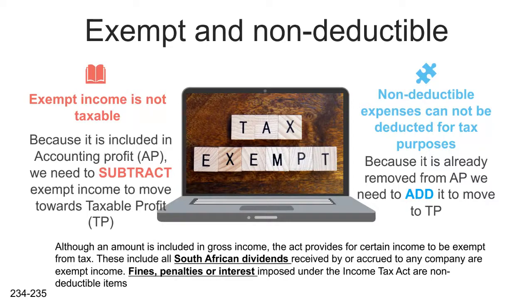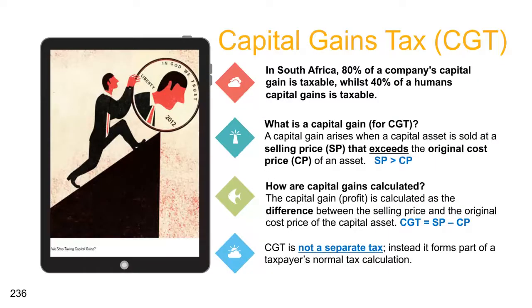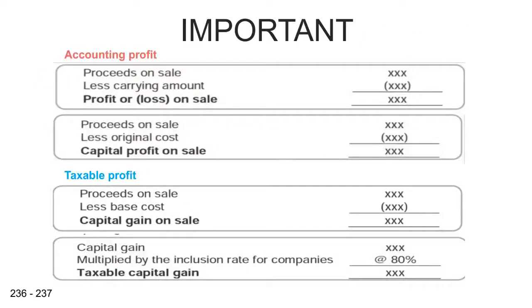Remember, we spoke about capital gains, and we said capital gains is when we sell something for more than it cost us or more than we purchased it for, so higher than the original cost. And in South Africa, we include 80% of that taxable gain in the taxable profit. So when we're looking at our calculation for taxable profits, we're moving from accounting profit to taxable profits. We're just going to see a minus 20% of the taxable gain, right? Because that's the exempt portion. All right, so those are the two exempt incomes.